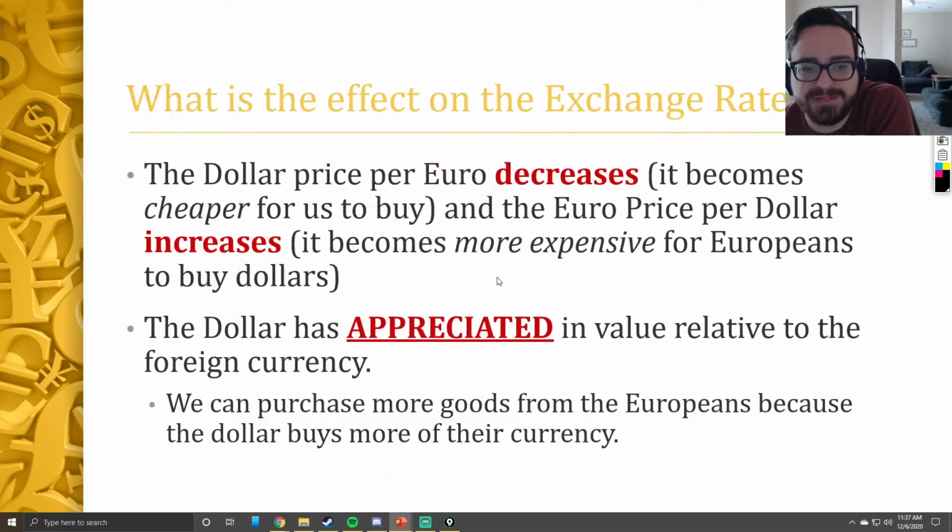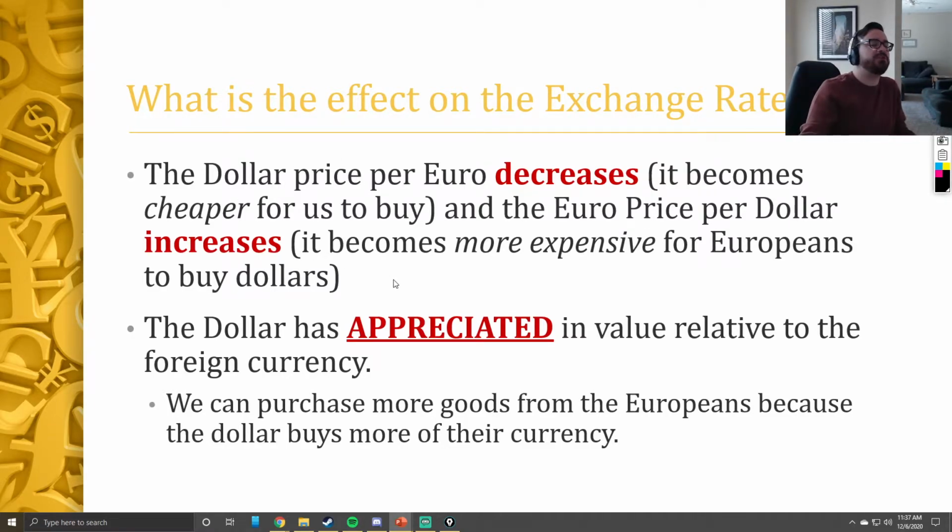So what does that all mean? So the dollar price per euro decreases and the euro price per dollar increases. Effectively, it takes more euros to get a dollar now because they wanted more dollars, so the value of the dollar goes up. That also makes it so that the value of the euro is going down relative to it. So it takes less dollars to get a euro and more euros to get a dollar because their value is based on each other. In practical vocabulary terms, it means the dollar has gotten up in value. The term for that is it's appreciated in value.